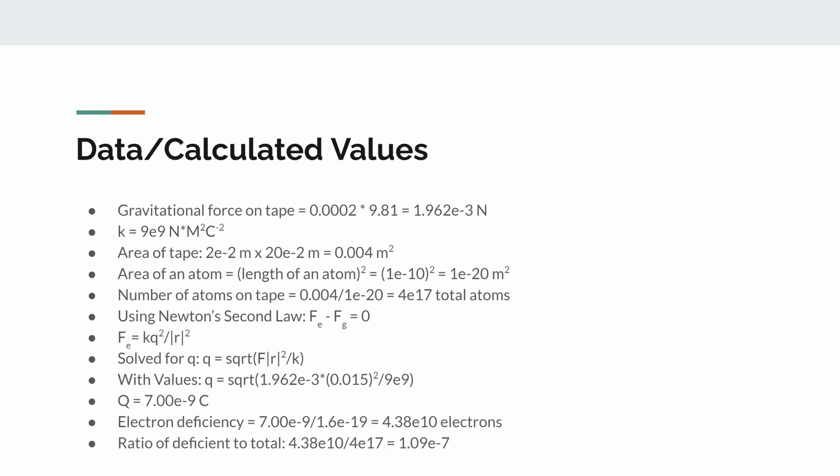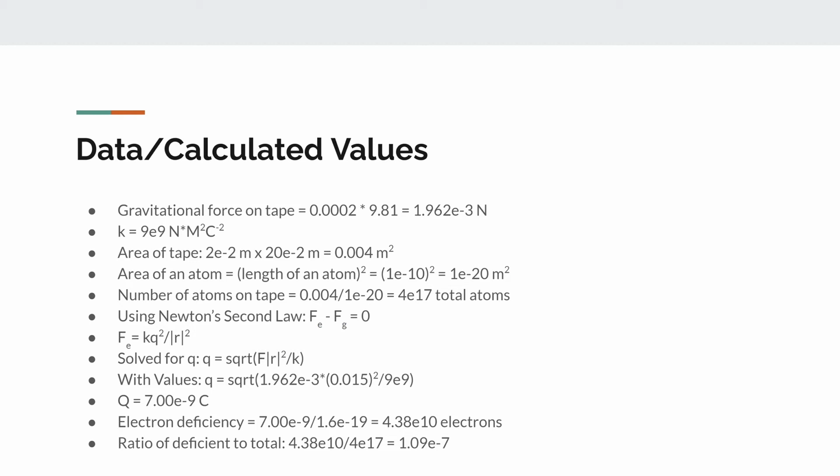The area of an atom is going to be equal to the length of the atom squared, so that's going to be equal to 1 times 10 to the negative 10th meters squared, which is going to be 1 times 10 to the negative 20th meters squared. The number of atoms on a tape, you divide the area of the tape by the area of an atom, which gives you 4 times 10 to the 17th total atoms.